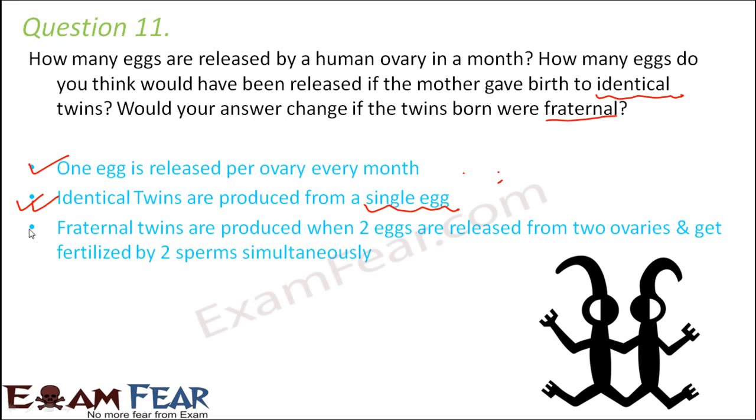So they are two different eggs fertilized by two different sperms. That is why they are not identical. They have different traits, different characteristics. So they are just like two siblings. It is just that they are born at the same time. That is the only difference. So this is how identical twins are different from fraternal twins.